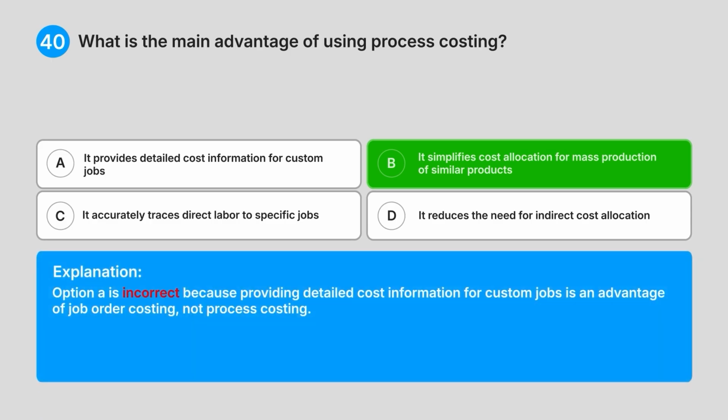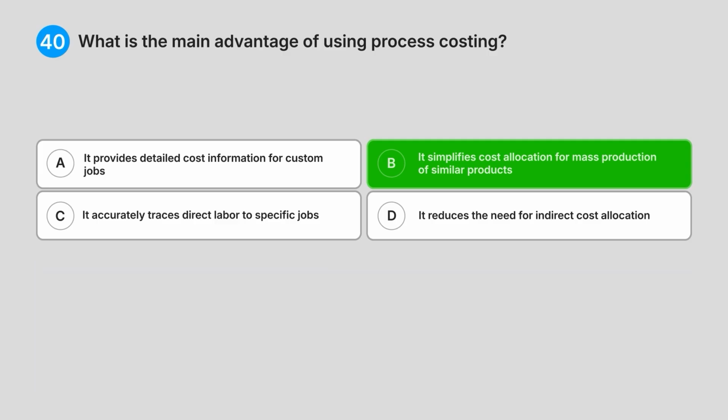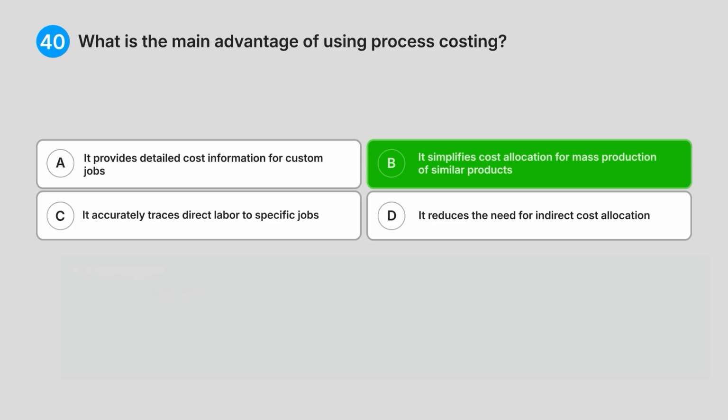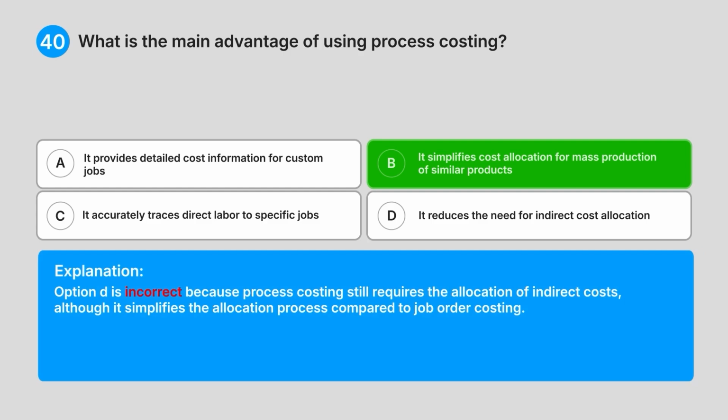Option A is incorrect because providing detailed cost information for custom jobs is an advantage of job order costing, not process costing. Option C is incorrect because accurately tracing direct labour to specific jobs is an advantage of job order costing, not process costing. Option D is incorrect because process costing still requires the allocation of indirect costs, although it simplifies the allocation process compared to job order costing.